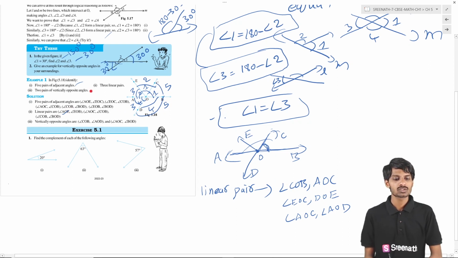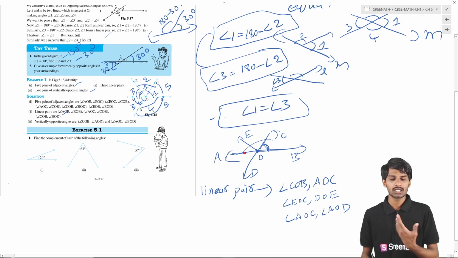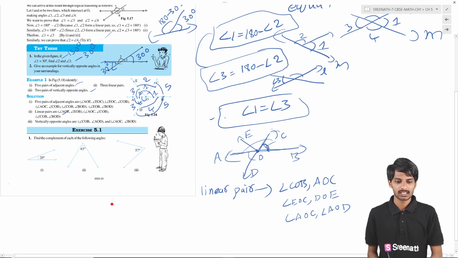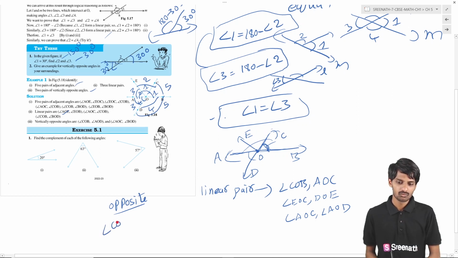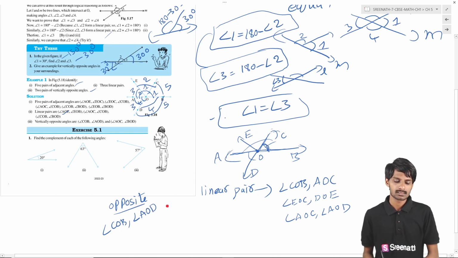Next is 2 pairs of vertically opposite angles. So what are the vertically opposite angles? This angle and this angle are opposite, and this angle and that angle are opposite. I will write the vertically opposite angles. Angle COB and angle AOD are the opposite angles, students, like this.